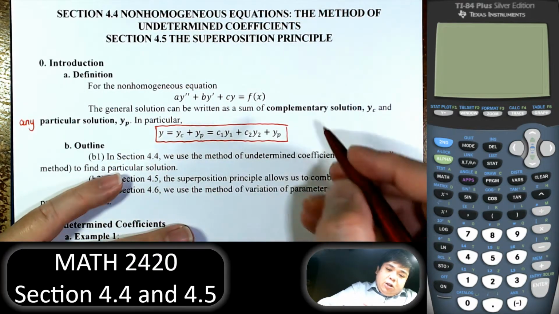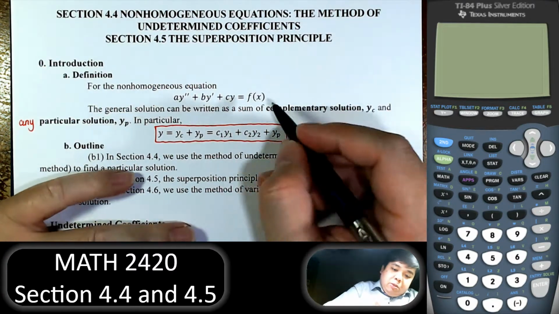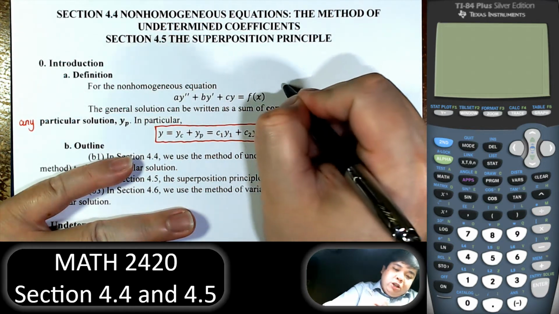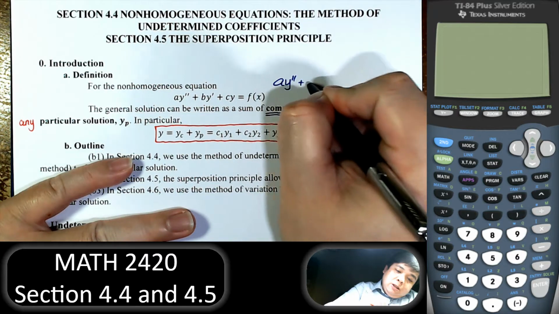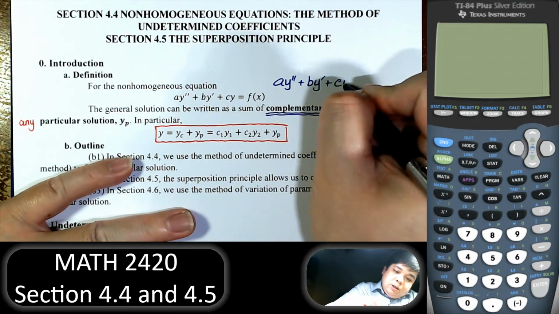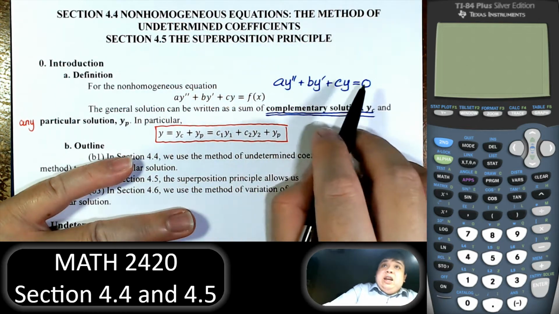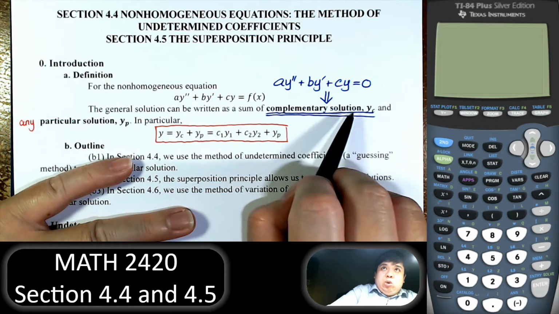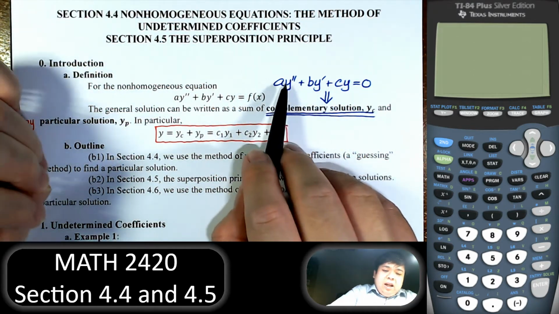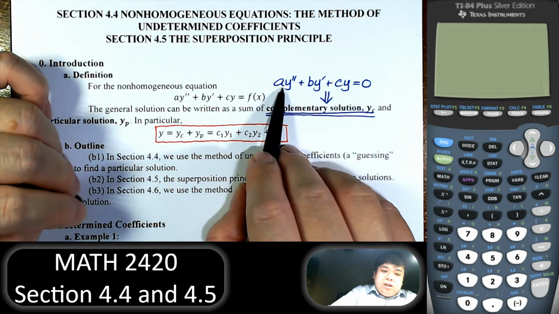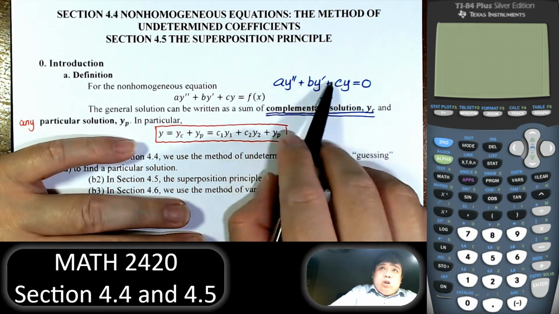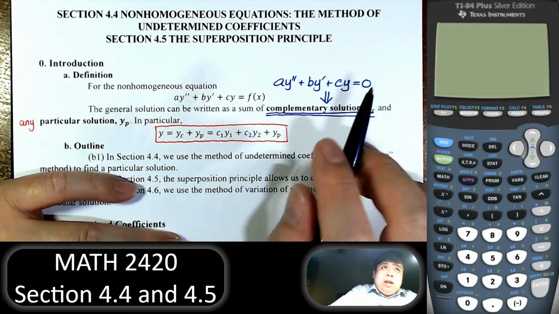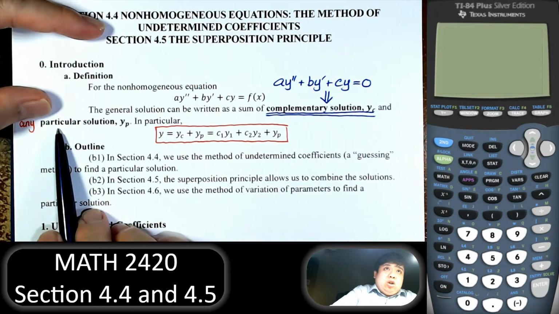First of all, it has two parts. The complementary solution comes from the homogeneous equation. If that equals 0, then we get a complementary solution. Of course, this is a linear second order constant coefficient differential equation, so we know how to do this from the previous section. That gives us the complementary solution, and now we focus on the particular solution to the non-homogeneous equation.